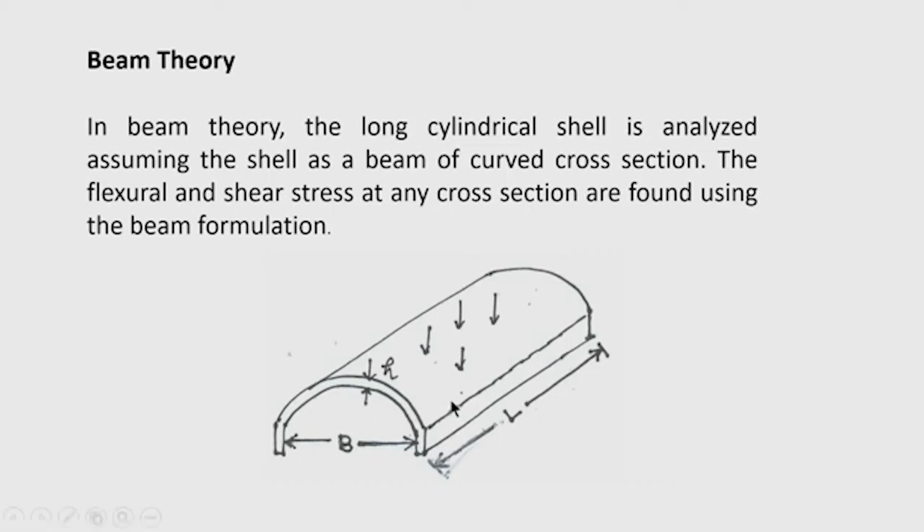So, the maximum bending moment, if it is a simply supported shell, will occur at the mid span, and if it is supported at the transverse, these transverses are located here, then maximum shear force will be generated here. So, we can find the maximum bending stress and maximum shear stress, based on which the thickness of the shell and the reinforcement can be calculated if it is used as an RCC roof shell.